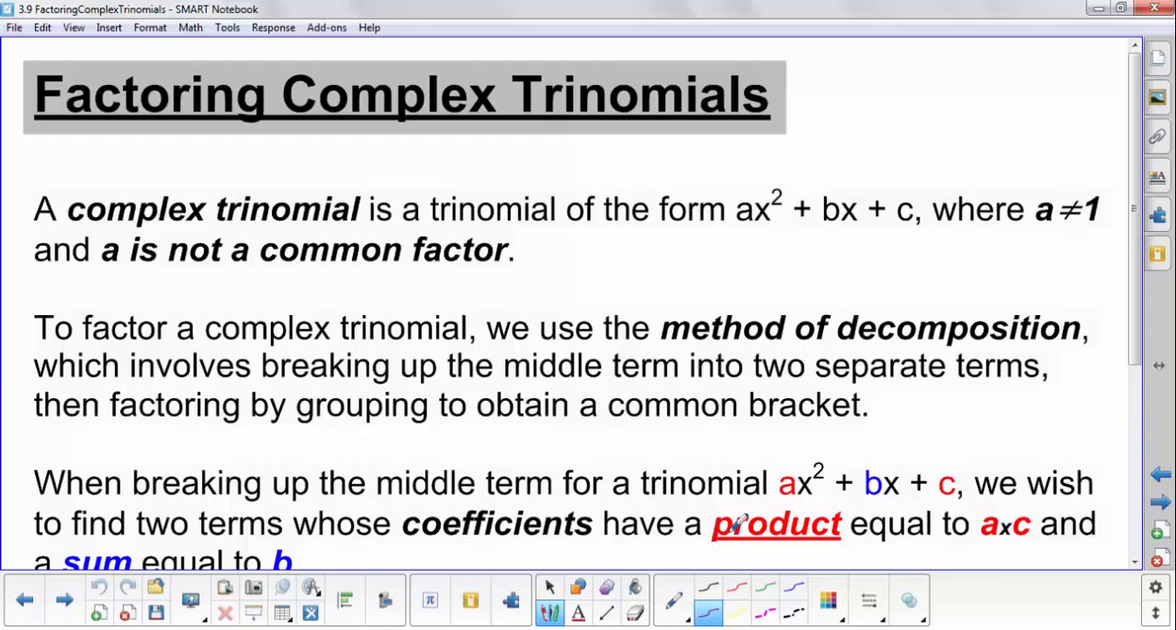Hey everyone, and welcome to lesson 3.9. Today we will be factoring complex trinomials.